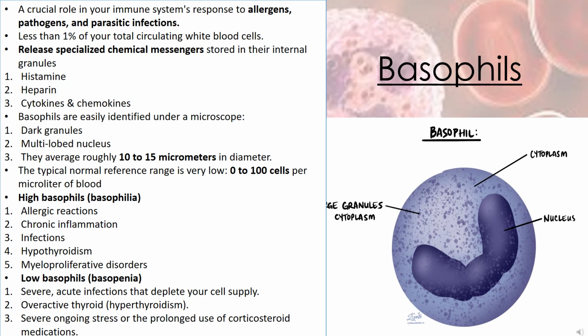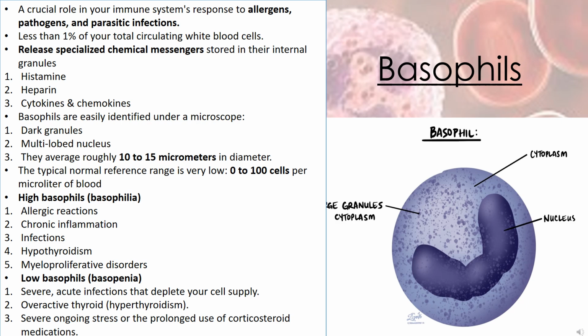Basophils are a rare type of white blood cell produced in the bone marrow that play a crucial role in your immune system's response to allergens, pathogens, and parasitic infections. Although they are the largest type of granulocyte by size, they are the least common, typically accounting for less than 1% of your total circulating white blood cells. Basophils act like a security alarm system for your body.